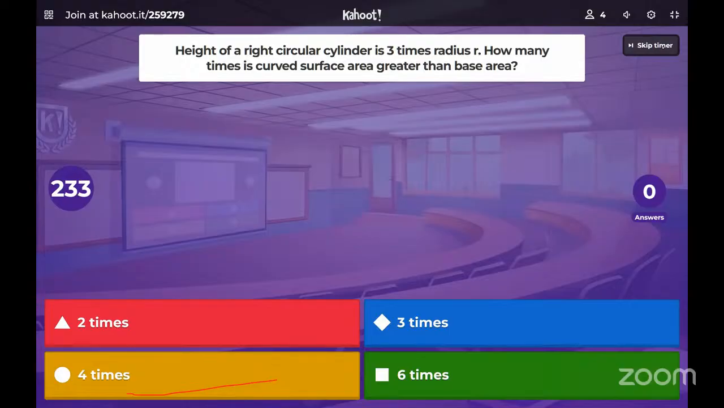This question is similar to the previous one. So using the curved surface area, you're comparing it to the base area. And here it's the other way. They're telling you that the height of the right cylinder is 3 times the radius. They're asking you how many times greater is the area compared to the base area. So it's the other way around.